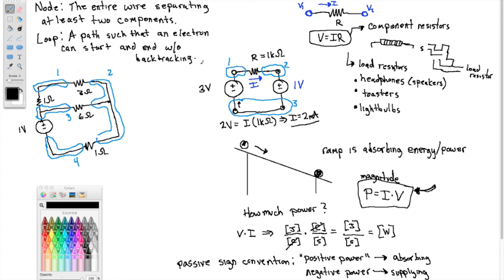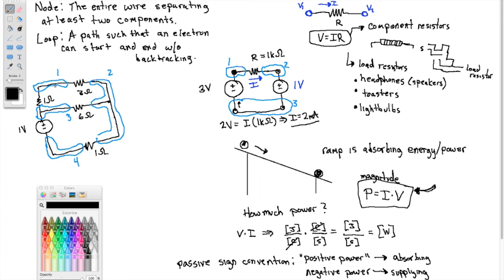Okay, the first circuit over here has 1 loop. So if you imagine an electron is here, maybe the electron goes this way, okay, and it comes back at this point, let's say. So it starts here, and it comes back here, and it did not backtrack.